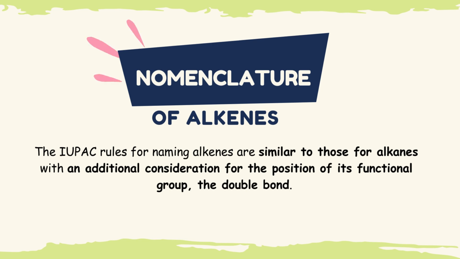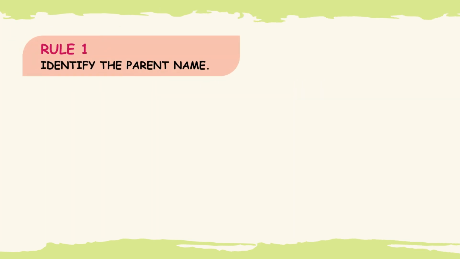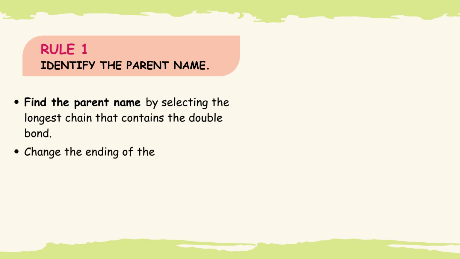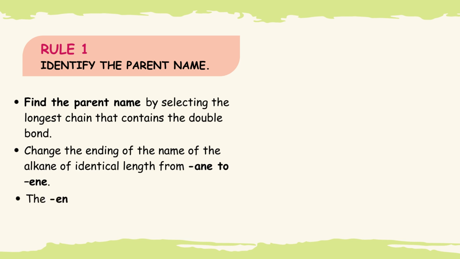The IUPAC rules for naming alkenes are similar to those for alkanes, with an additional consideration for the position of its functional group, which is the double bond. Here are the key rules for naming the alkenes. First, find the parent name by selecting the longest chain that contains the double bond. Change the ending of the name of the alkane of identical length from -ane to -ene. The -ene suffix indicates that the compound is an alkene.